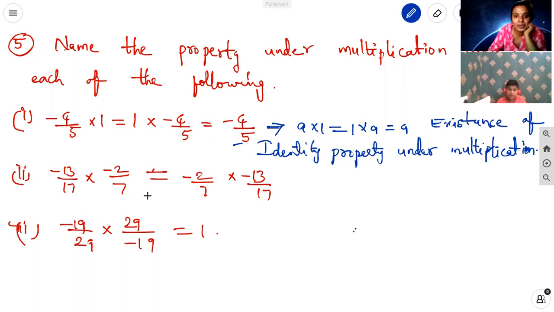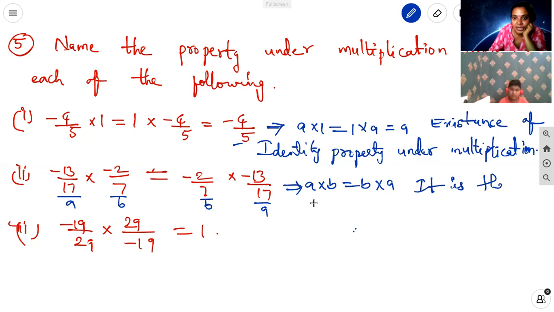The second one, observe it. It is in the form of A into B equal to B into A. Here A, here A; here minus 2 by 7 is B, minus 2 by 7 is B. A into B equal to B into A. It is in the form of the commutative property, under multiplication.